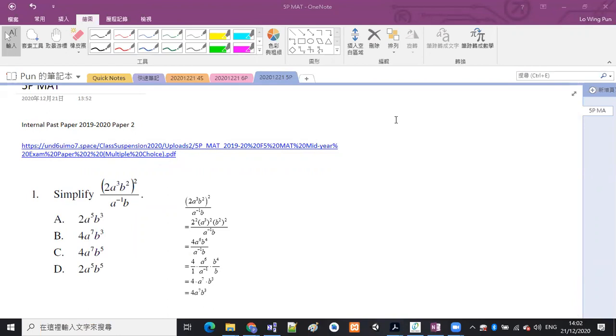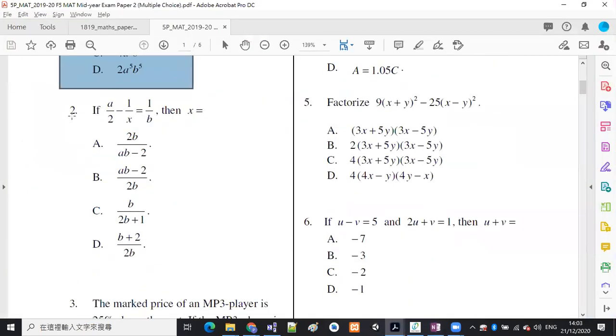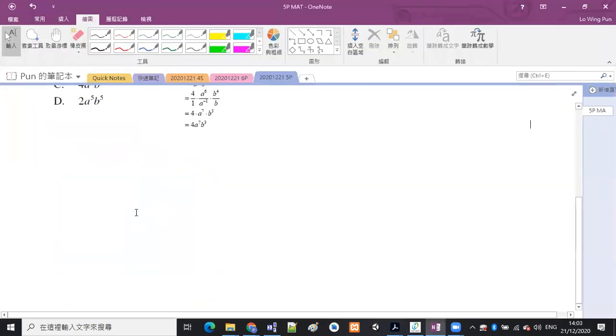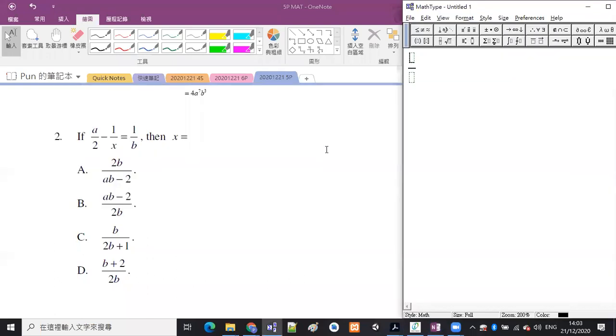Okay, so I'm talking about this past paper. Number 2, changing subject. So we have a over 2 minus 1 over x equals 1 over b. Okay, and then I want to change the subject to be x.